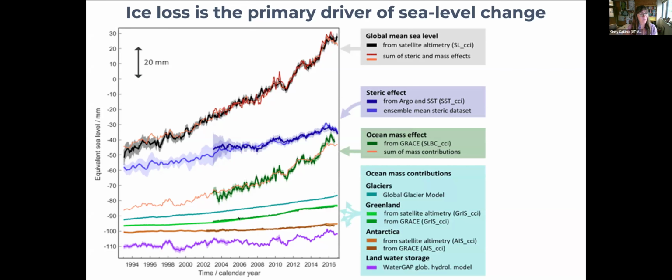If you sum all of these terms up, you get this orange line, and that is corroborated with GRACE data, which can measure mass change in the oceans. Then if you add the orange line and the steric effect, you get this additional orange line, which matches on top of our satellite altimetry record. So it's effectively closing our sea level budget, saying we know why sea level changed and what contributed to that change over the past satellite time period.